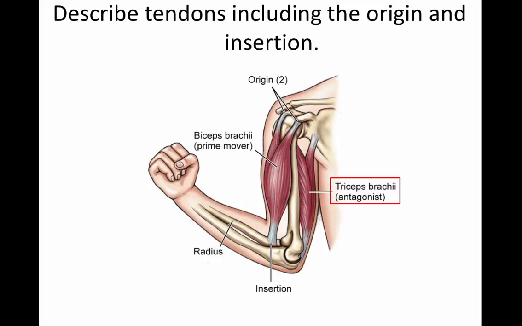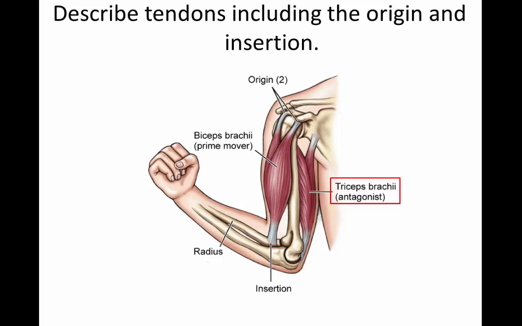Before we do, we can talk about the term triceps brachii. Again, brachii means arm, and triceps refers to the fact that there are actually three origins for this muscle. Not all of them are shown in this image here, but there are three origins. Where would they be found?